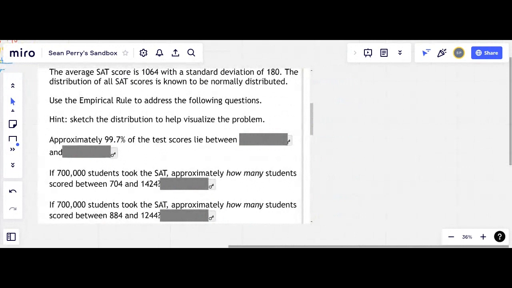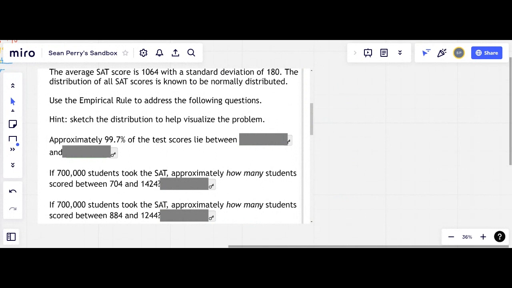Here we have a problem from Chapter 2. I believe this is number 26. The average SAT score is 1064 with a standard deviation of 180. The distribution of all SAT scores is known to be normally distributed. Use the empirical rule to address the following questions. Hint, sketch the distribution to help visualize the problem.